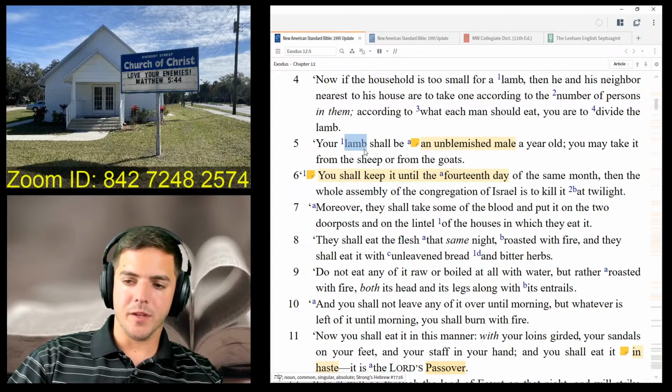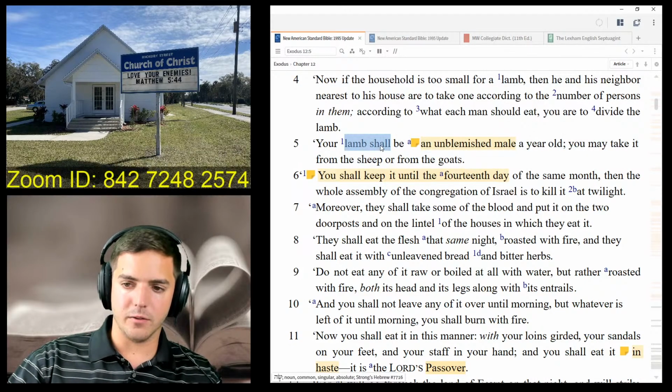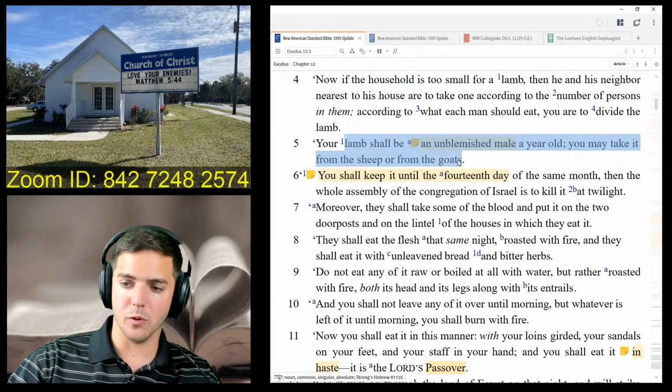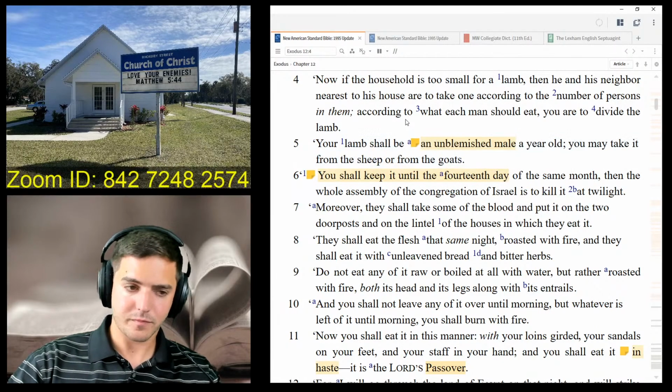Now the word lamb also, just as a side note, doesn't exclusively apply to sheep. If you look at the end of the passage, he says you may take it from the sheep or from the goats, right?